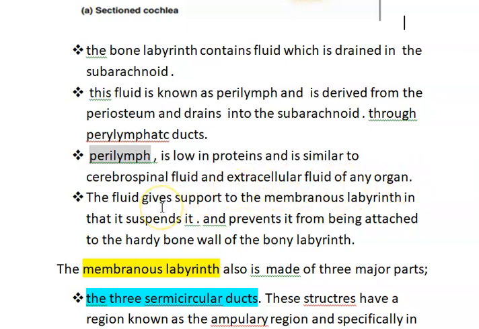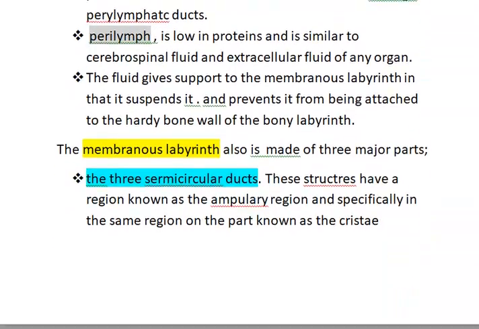This perilymph gives support to the membranous labyrinth in that it suspends it. Remember, the membranous labyrinth is housed in the bony labyrinth. Now, this bony labyrinth also contains fluids. Those fluids suspend our membranous labyrinth so that it may not come in close contact with the hard bony wall of the bony labyrinth. Good. So that's our bony labyrinth.